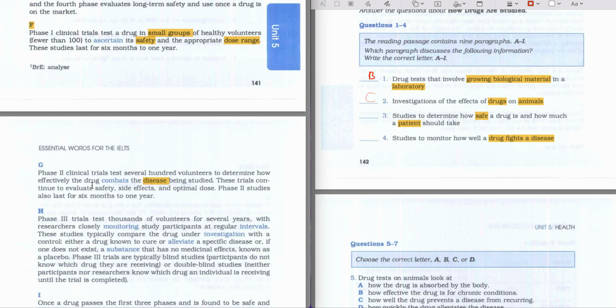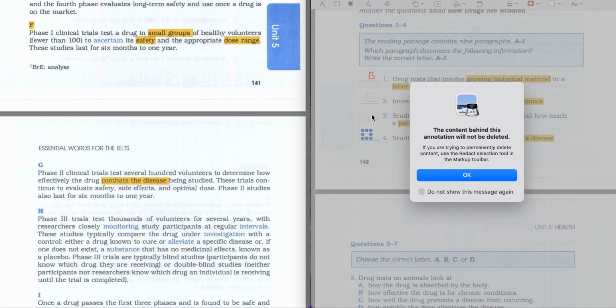Let's read this text. Phase 2 clinical trials test several hundred volunteers to determine how effectively the drug combats the disease being studied. Combat is actually fights. So this is a synonym which they've used in the text. So the answer to question G is going to be G.